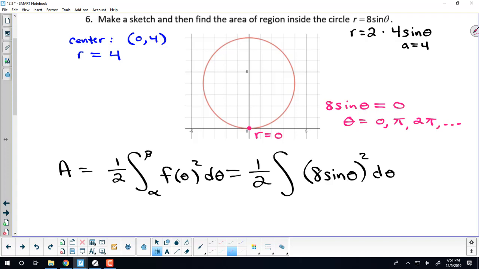So if we go from 0 to pi, that's our theta starting out right here and then going all the way throughout to here. And that would give us the region inside that circle. Do y'all agree with that? Does that make sense? Are there any questions?